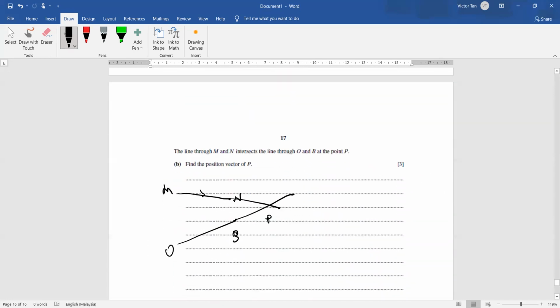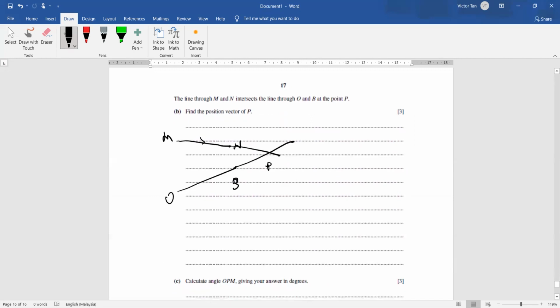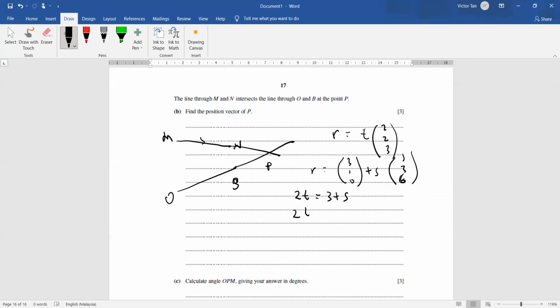So the vector equation of OB is t times (2, 2, 3). The position vector just now we have is (3, 1, 0) plus s(1, 3, 6). Okay, so you want to find the point of intersection. The x coordinate is the same: 2t equals 3 plus s. The y coordinate is 2t also.